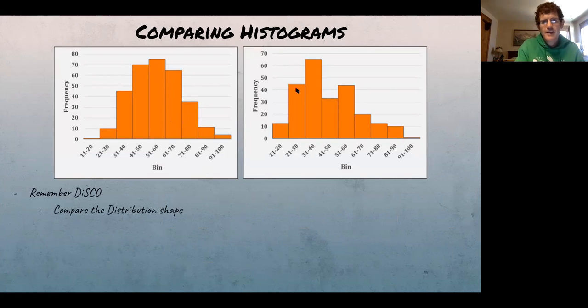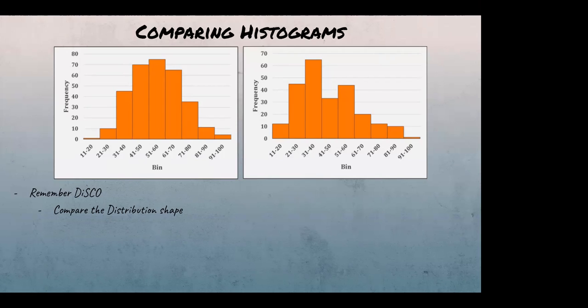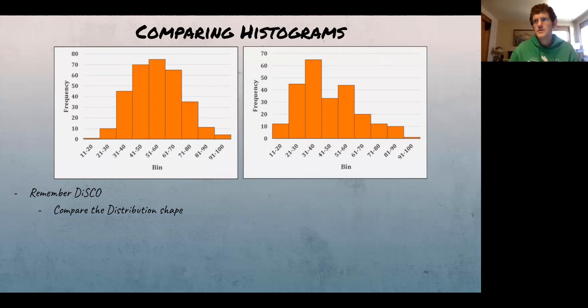I don't know if you have any initial thoughts you want to throw out there. Remember, distribution: is it unimodal, bimodal, multimodal? Is it uniform? Also, is it skewed left or right? So if we look at the histogram on the left, how would you describe that one? Unimodal and symmetrical. There you go, unimodal and symmetric, perfect. The one on the right.